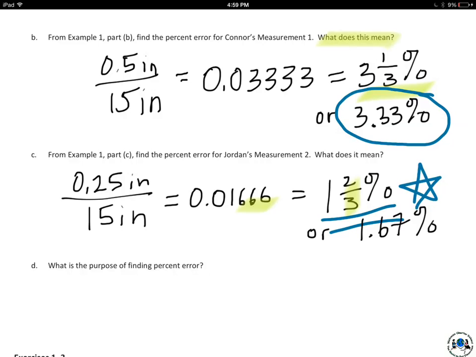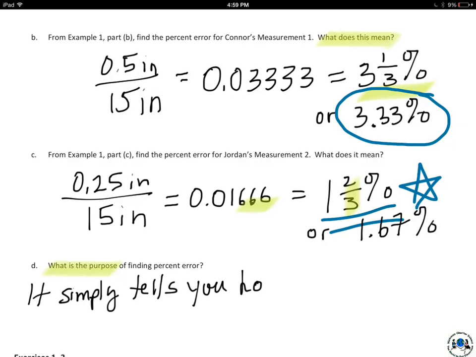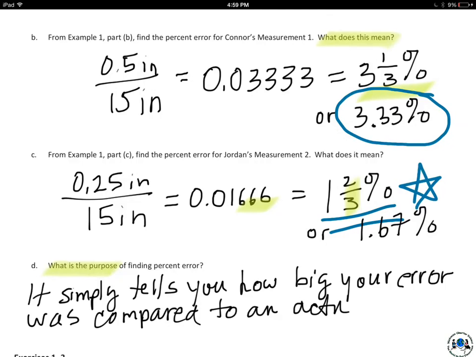Okay, yeah, or 1.67%. So this idea of what is the purpose of finding percent error, we've talked about this a little bit already in this video. But once again, it simply tells you how big your error was compared to the actual value. Okay, how big it was. And this is very important.